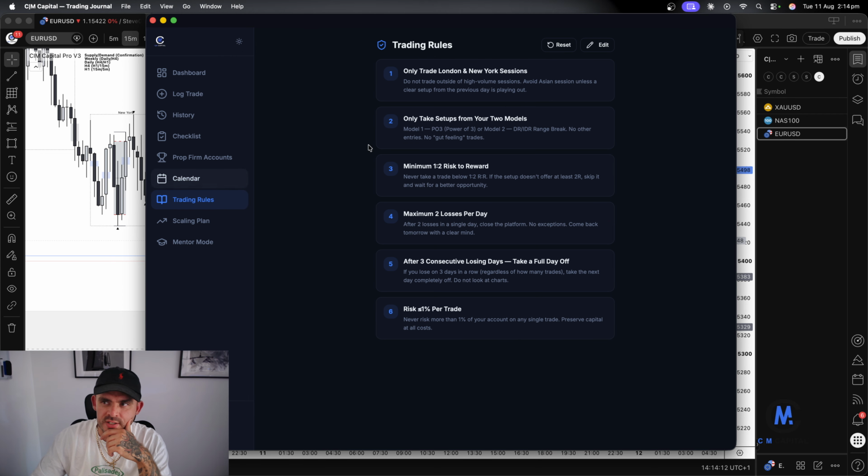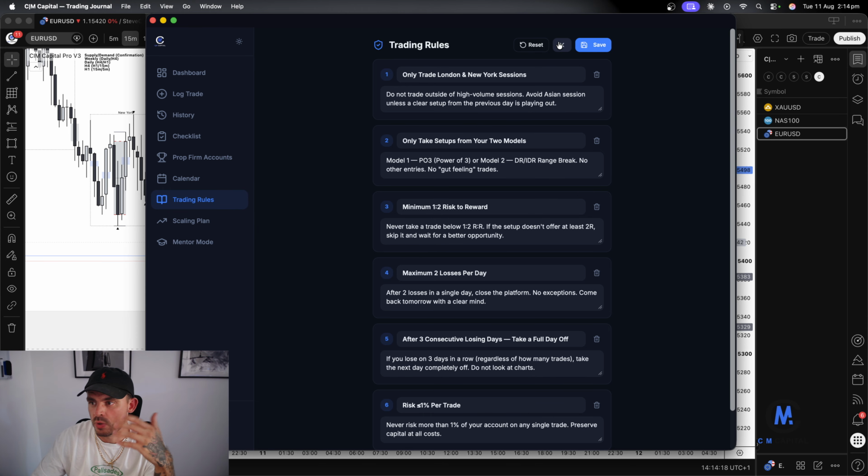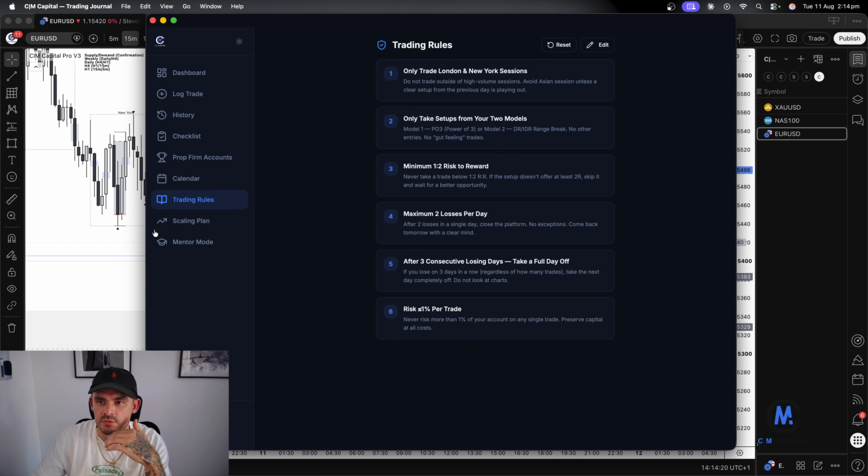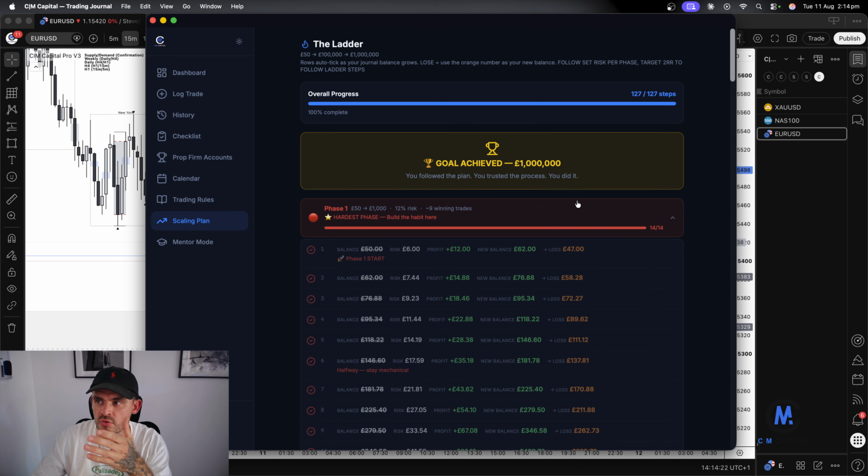Trading rules, this is kind of the same as a checklist, but you can just set up your trading rules. You can edit them, add new ones, whatever. But you can set up trading rules, which is cool. Scanning plan, we've already gone through that. We've achieved that goal of 1 million.